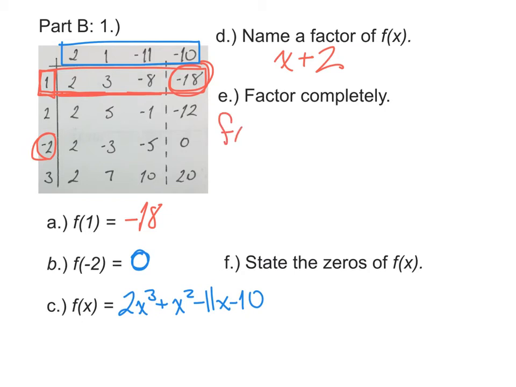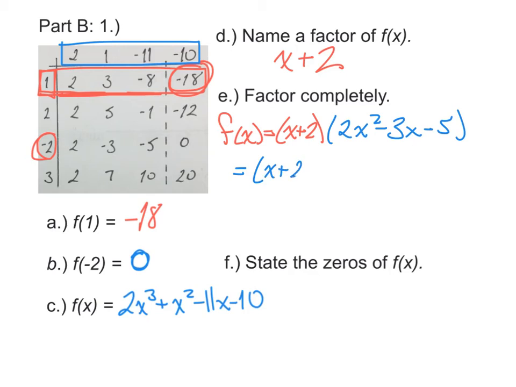And if we want to factor f completely, well, we already know that one of the factors is x plus 2. The second factor is going to come from the 2, negative 3, and negative 5. Those will be the coefficients of the second factor, 2x squared minus 3x minus 5. Right now it's factored, but it's not factored completely. In order to factor it completely, we have to take that 2x squared minus 3x minus 5 and break that into its two factors. So we'll factor 2x squared into 2x and x, and we'll break 5 into 5 and 1.